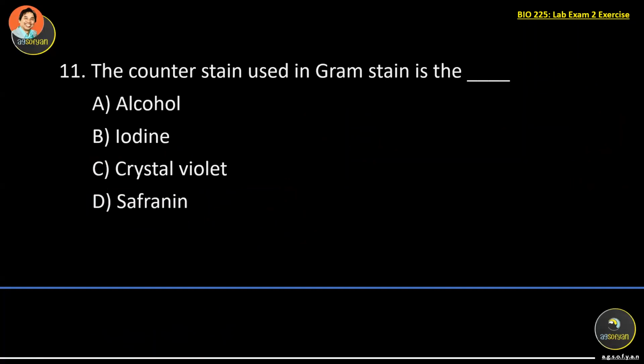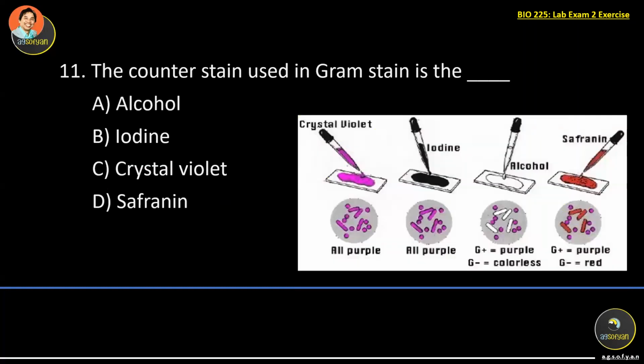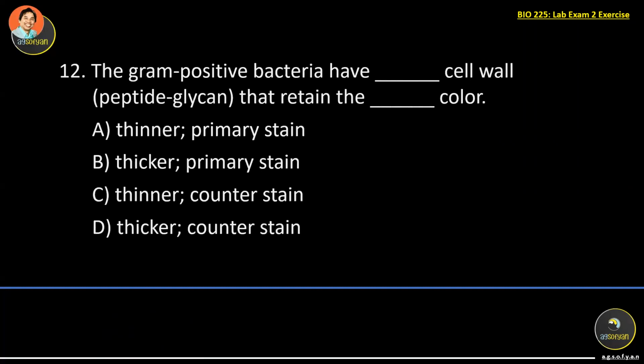The counter stain used in gram stain is the A, B, C, or D. I just mentioned that. The answer will be safranin. And safranin carries red color. Gram negative will retain the safranin. Gram positive bacteria will retain the crystal violet color. The gram positive bacteria have blank cell wall or peptidoglycan that retain the blank color. Okay, what is the answer for this one?